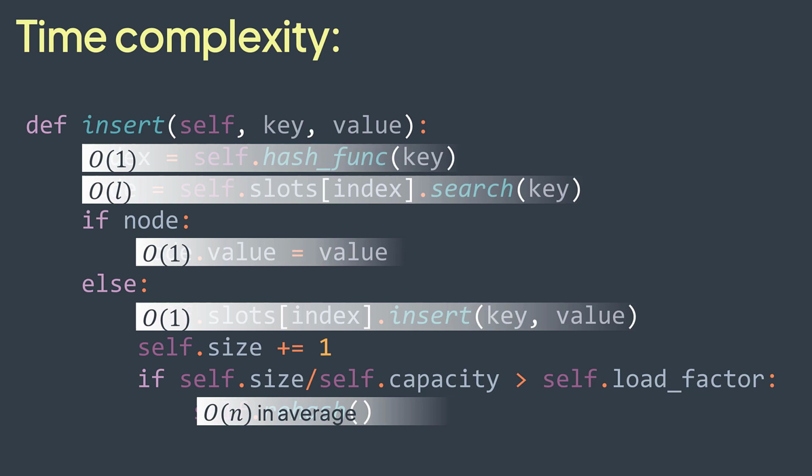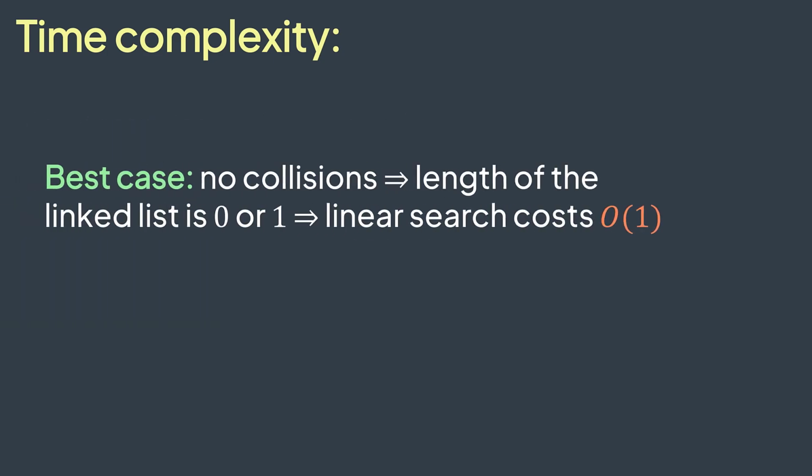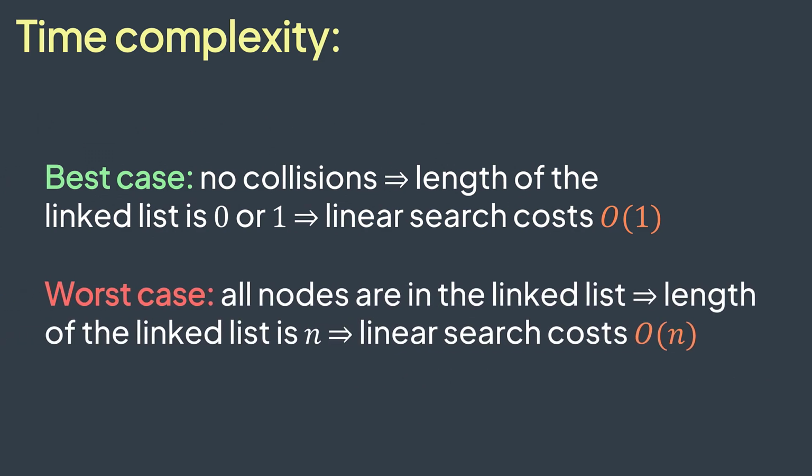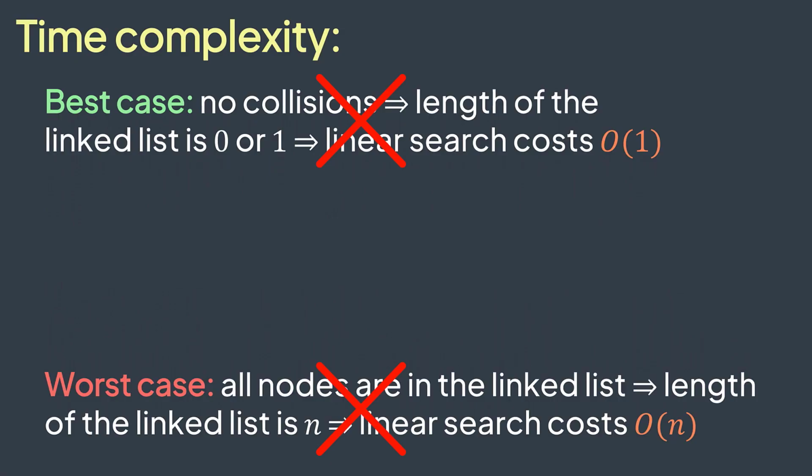Let's now discuss the value of L. In the best case, we have no collisions at all, so each list has a length of 0 or 1. We get O of 1 for searching for the node. And in the worst case, the linked list contains all the n nodes. The length is then n. We get O of n for searching for the node. These two cases are quite extreme and very different. Which one of them happens in practice?